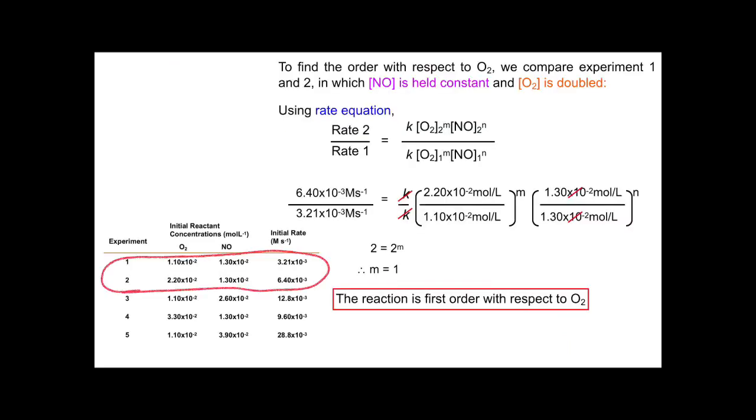To find the order with respect to O2, we find and compare experiments that has concentration NO constant but concentration of O2 varies, which are experiment 1 and experiment 2. So by dividing data from experiment 2 with data from experiment 1, we can get 2 equal to 2 to the power of M. By using log, we can find the value of M is 1. So the reaction is first order with respect to O2.